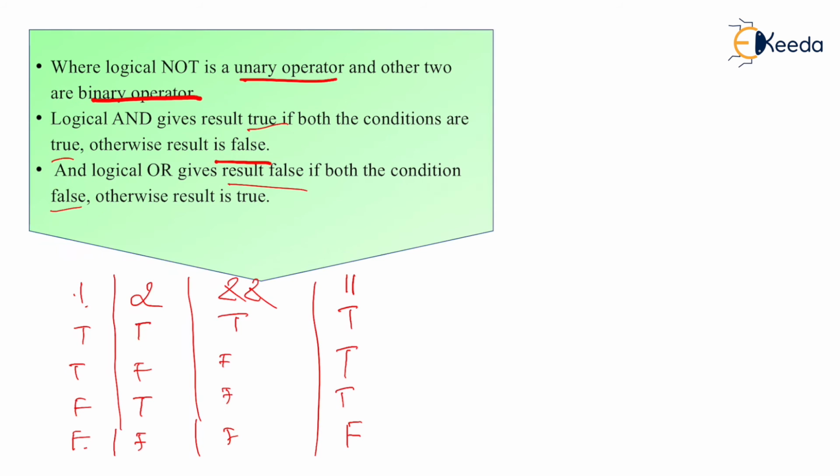And for the logical NOT, if the input is true, then the output will be false. And if the input is false, then the output will be true. So in this video, we have seen the different operators which are there in C programming.